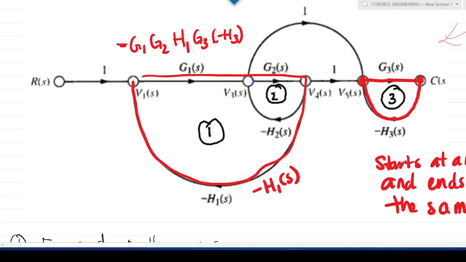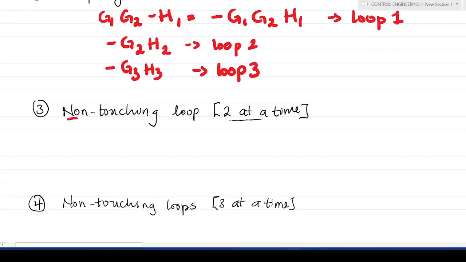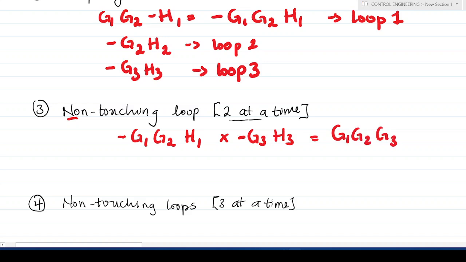So let's write this out under our non-touching loops two at a time. That's going to be minus G1, G2, H1 times G3, H3 has a minus in front. Minus times minus is going to cancel out. So it just gives us G1, G2, G3, H1, H3. These are the first two non-touching loops.